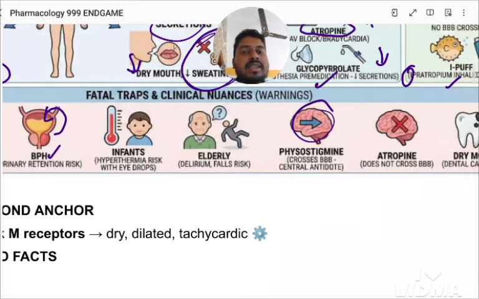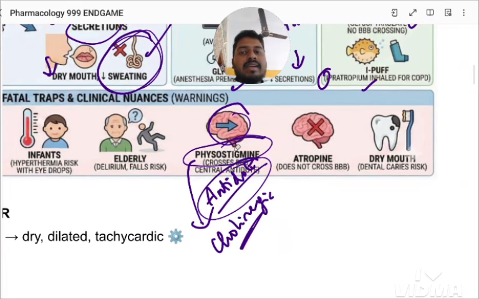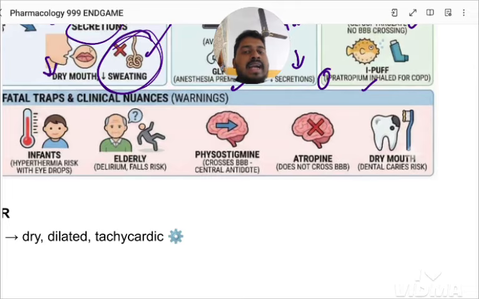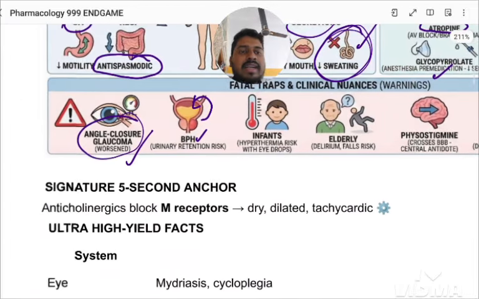Now physostigmine is the antidote. Why? Physostigmine is a cholinergic agent, so it is the antidote for anticholinergic poisoning. Then we have atropine, which doesn't cross the blood-brain barrier. When there is dry mouth with anticholinergic use, there is an increased risk of dental caries because your secretions are not there.